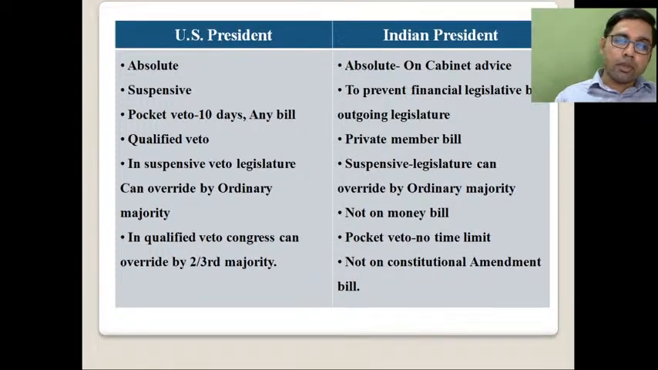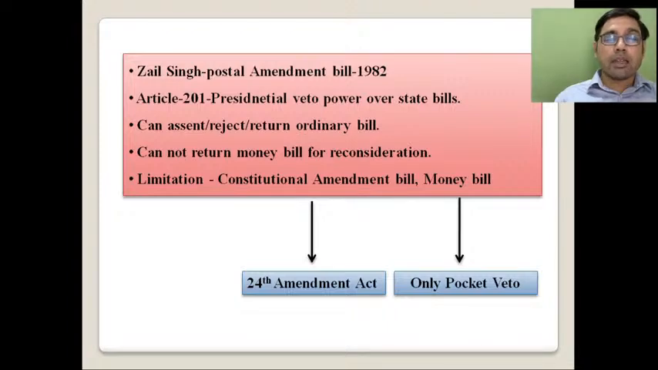So under the 24th Constitutional Amendment Act, the President has to give his approval on a Constitutional Amendment Bill. And in case of a money bill, we have already discussed that there is no suspensive veto; anything that the President can exercise is only pocket veto. So keep in mind that it was President Giani Zail Singh, our former President, who exercised pocket veto in case of the Postal Amendment Bill. That was one example where pocket veto was exercised for the entire term of the President.